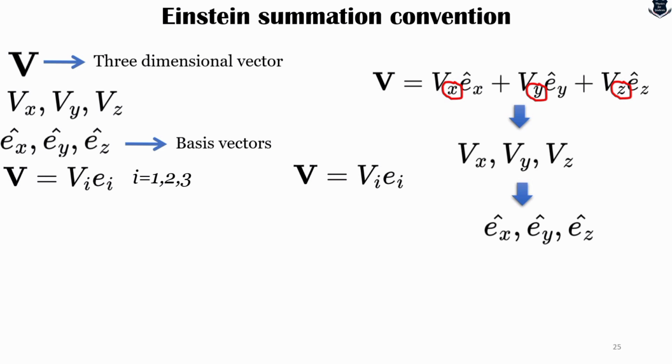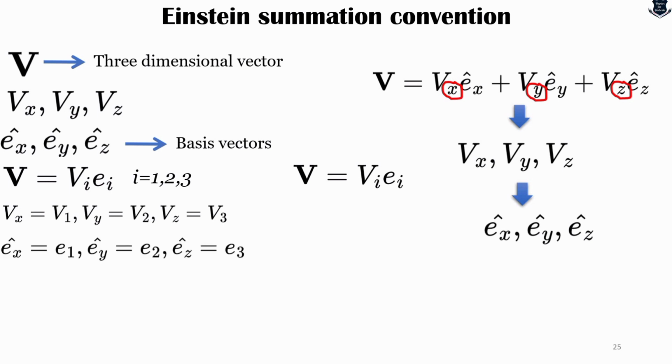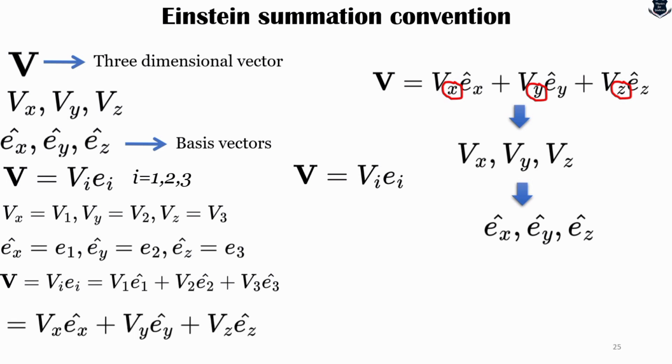So the components of V can be written as Vx equal to V1, Vy equal to V2, and so on. And the basis vectors obviously can be written as Ex equal to E1, Ey equal to E2, and E3, and so on, right? So that is how it is written. So in other words, we can say this: P equals V sub i, E sub i, equals V1 E1 plus V2 E2 plus V3 E3, which will be equal to Vx Ex and so on.